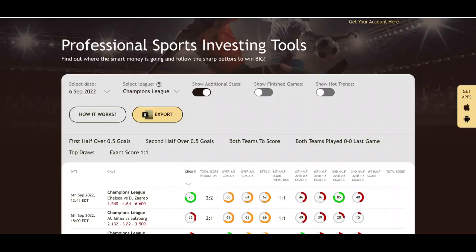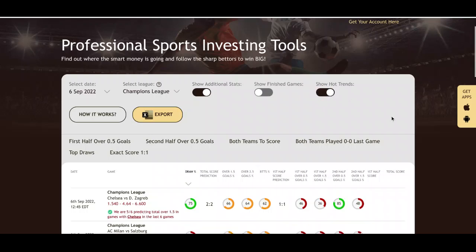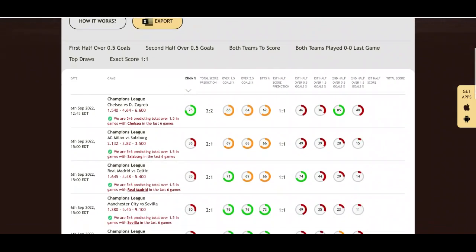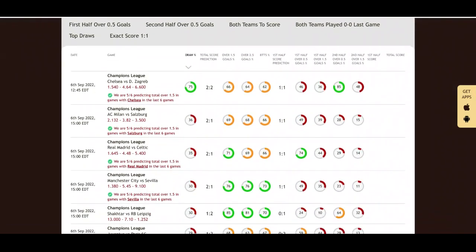All right, so let's get on to the Champions League picks that I'm going to give you today from the ZCodeSystem Soccer Buddy tool. And we've got some great picks. I'm going to turn on the hot trends just in case we see some good hot trends here. And these games come to you on September the 6th. So that is tomorrow night, Tuesday.